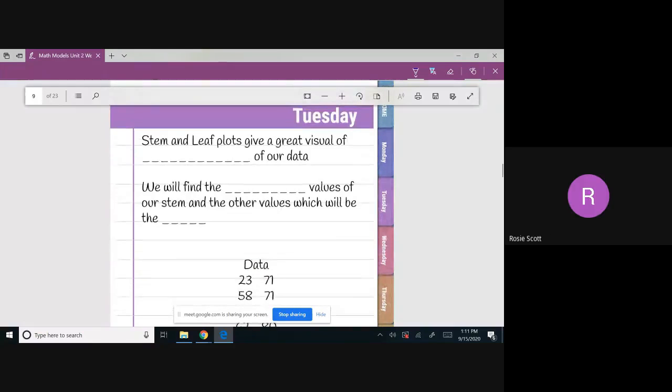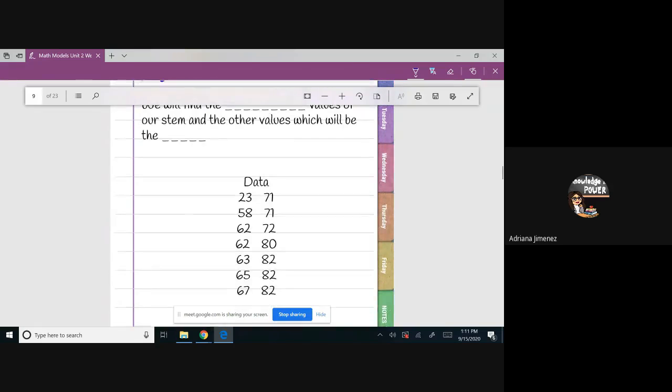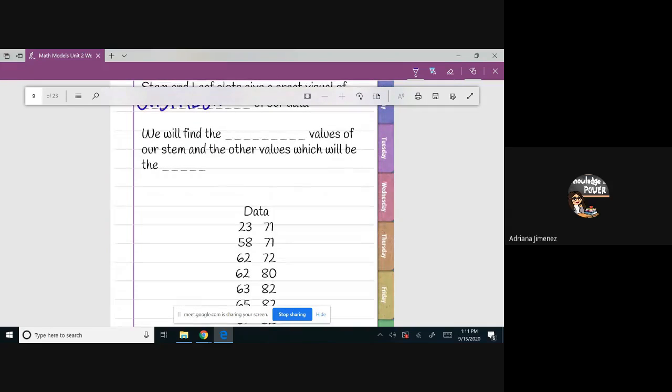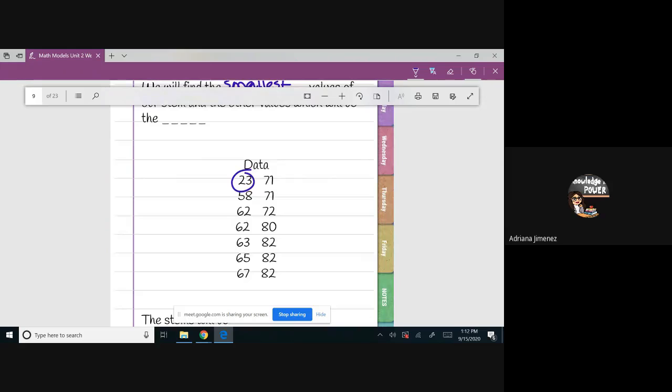All right. So there's just a good visual of the distribution of the data. So like how many numbers, what you have, and things like that. All right. So we'll find that. So the first thing you got to do is you want to find the smallest and the largest. And so we have 20 is the smallest, and the largest is 82.